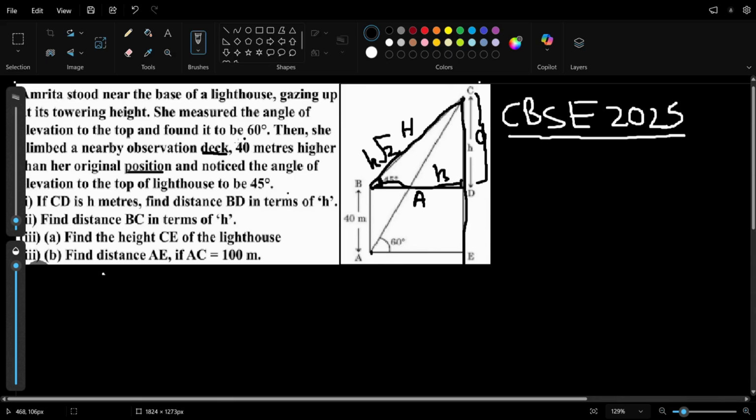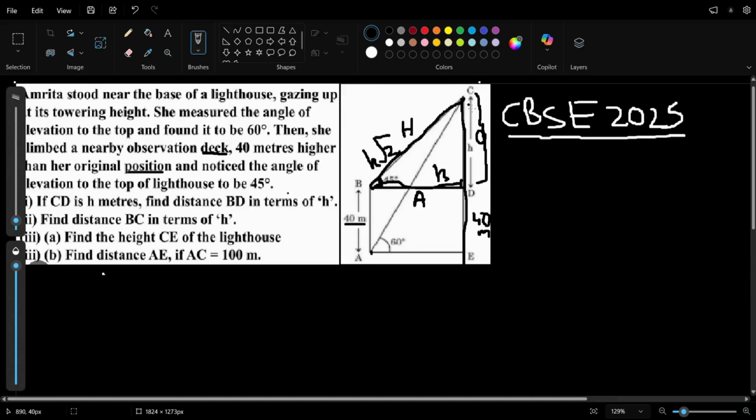They climbed a nearby observation deck 40 meters. So we know BA is 40 meters now. Okay. So if this is 40 meters, then this one should be also 40, right? So DB is 40 meters. Now if this is 40, then find CE.